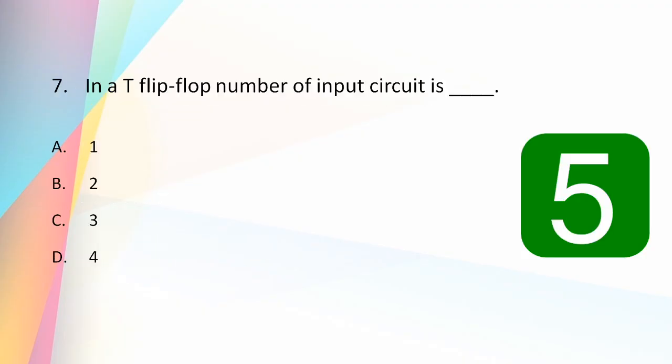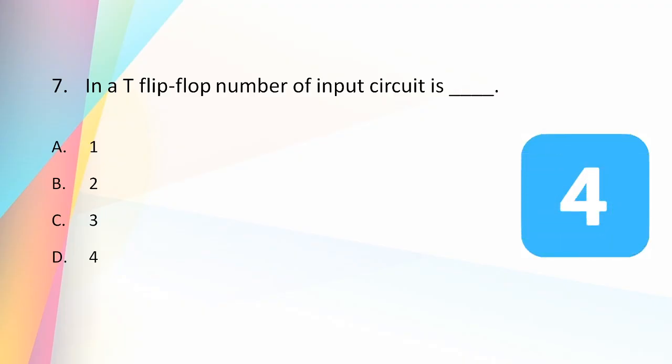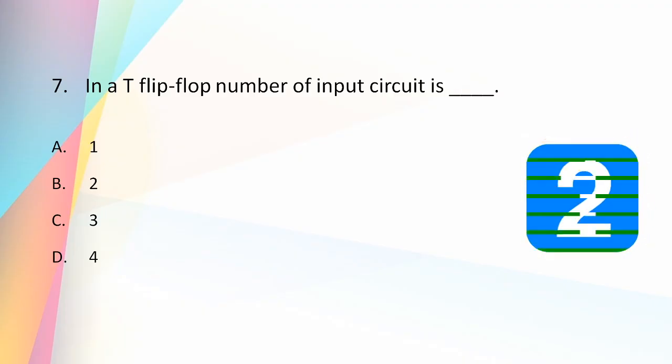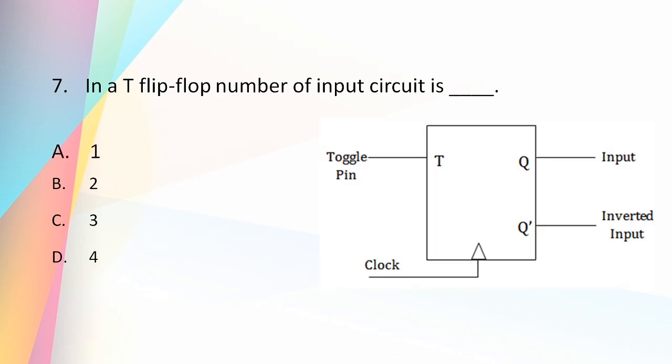In a T flip-flop, the number of inputs to the circuit is: 1, 2, 3, 4? And the answer is 1. As we have already discussed, a T flip-flop is obtained by connecting the J and K terminals of a JK flip-flop. So it has only one input, which is called the toggle input, and it produces a toggle when we provide 1 as the input and no change when we give 0 as the input.